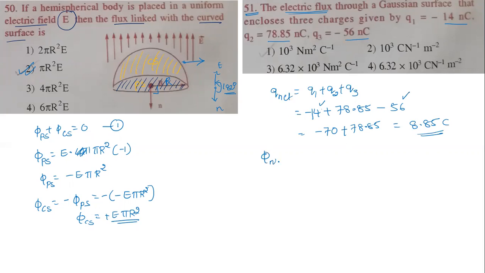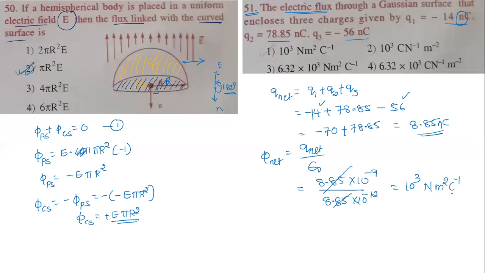Then the net flux is given by net charge divided by epsilon naught. The net charge is 8.85 into 10 power minus 9, since these are nano values, I am extremely sorry, divided by epsilon naught, which is 8.85 into 10 power minus 12. So 8.85 and almost 8.854 are going to cancel. It will become just 10 power 3 Newton meter square per coulomb.